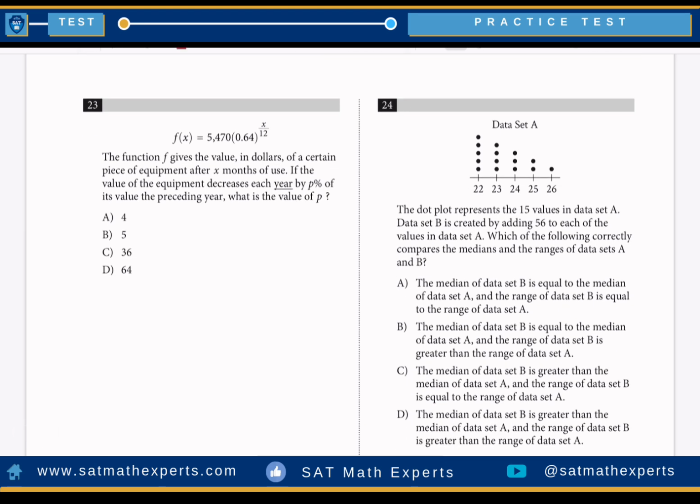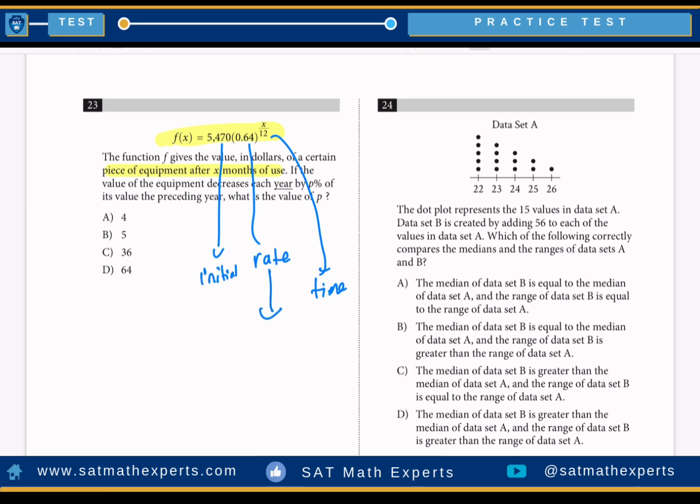This is exponential growth, the formula is given to us here, right? So you can just see it. The function f gives the value in dollars of a certain piece of equipment after x months of use. So after x months of use, the value of this thing, maybe it's kind of depreciation. So you remember in exponential growth, the first one is the initial, the second one is the rate, the third, the power, is the time. This is initial.